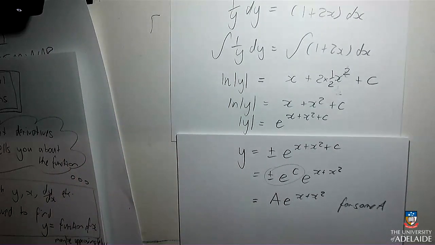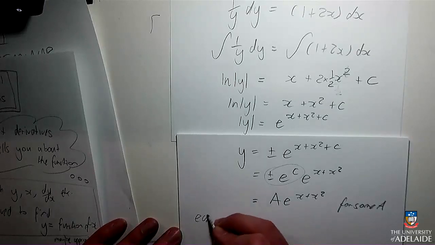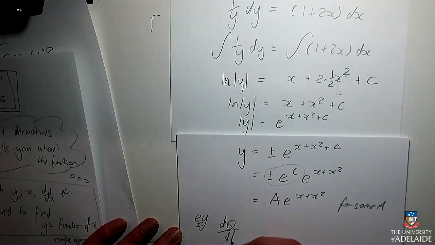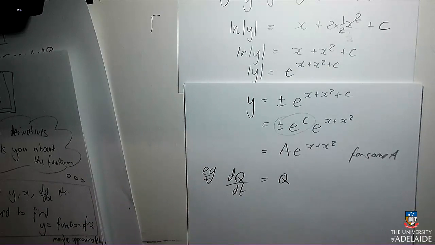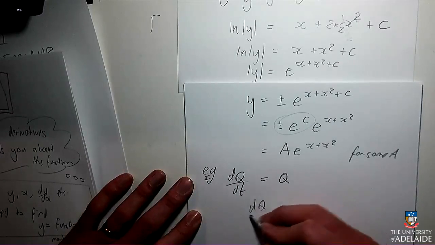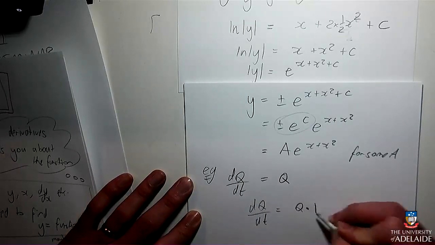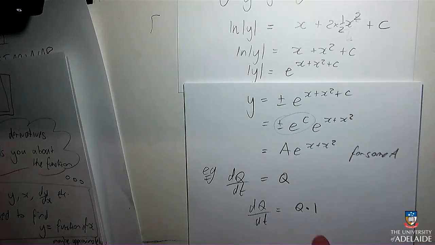So just be aware that a separable DE can have x's in it, but it doesn't have to. It can be just that, for example, dq on dt is q. And that's still separable because it can be written as q times 1, where q is a function of q and 1 is a function of t. I know it's a function of t because I can calculate what it is based on the value of t. If t is any number I like, it's always 1. So it's a function of t.